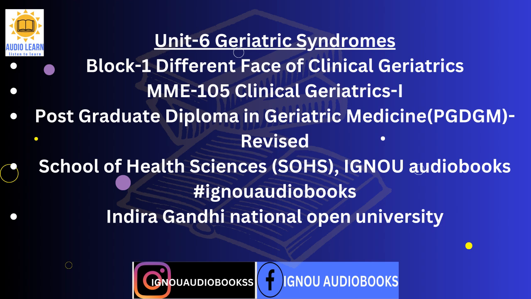6.10 Frailty and sarcopenia. These are 2 common conditions encountered with aging. Let us learn more about them in the following subsections.